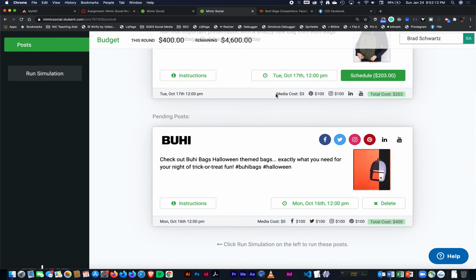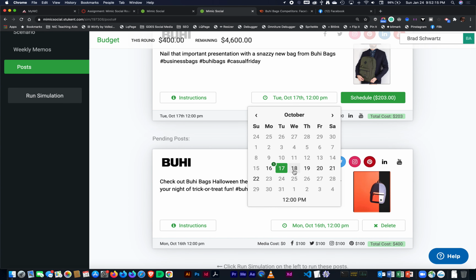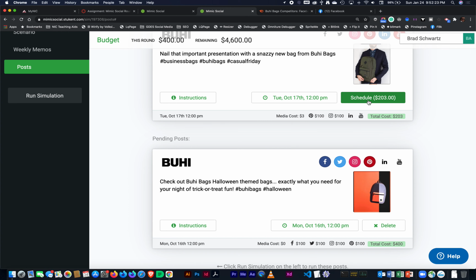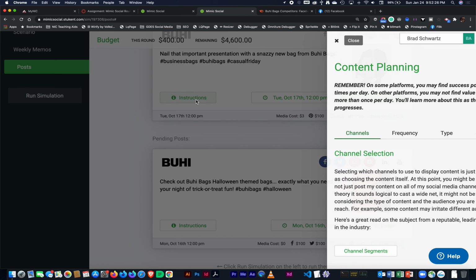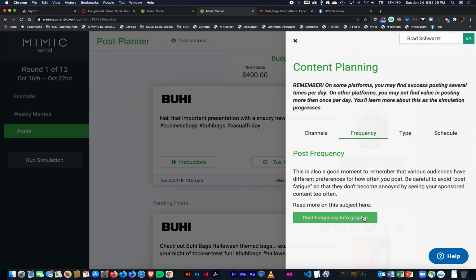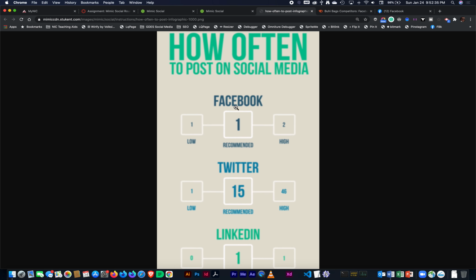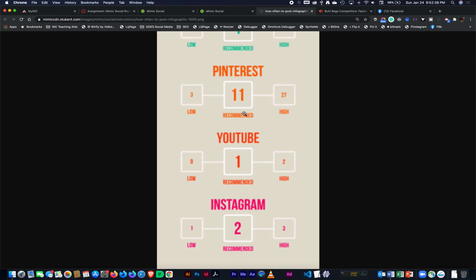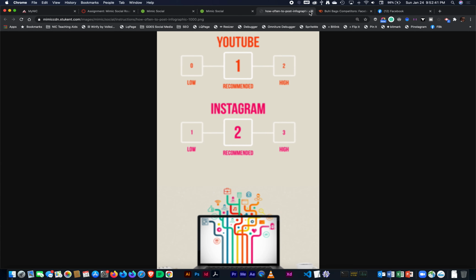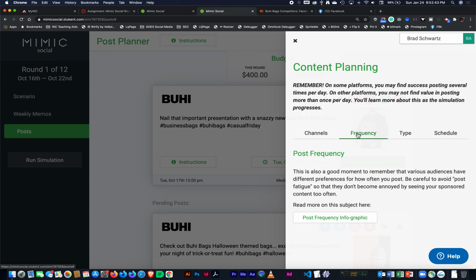So notice we're only able to do one day at a time. So in this week's time frame, you're going to want to schedule quite a bit of content. And keep in mind, go back to your instructions if you're unsure. Post frequency, take a look at that infographic, and the values. So how often should you be posting? And again, we're looking at that goal of awareness. So some platforms you have to post several times a day. Others you might only post once a day. So you'll figure this out as we go.